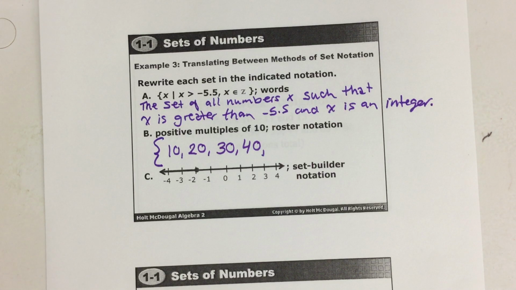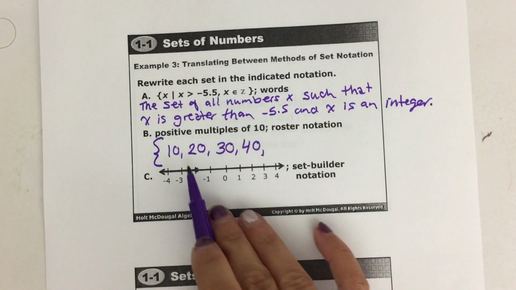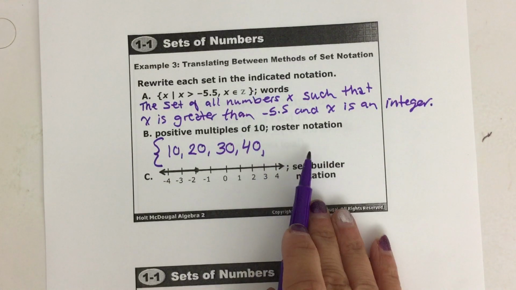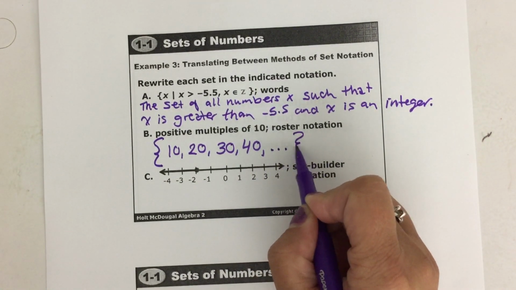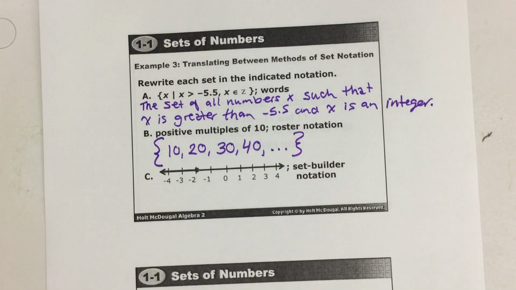We could sit here for the next 40 minutes and take 10 times 5, 10 times 6, 10 times 7, and just keep going. However, you probably have better things to do, okay? So what you do is, if it's an infinite set, meaning you can keep going on and on and on, you do a few, and then you end with dot, dot, dot, which means that that particular pattern continues, okay?